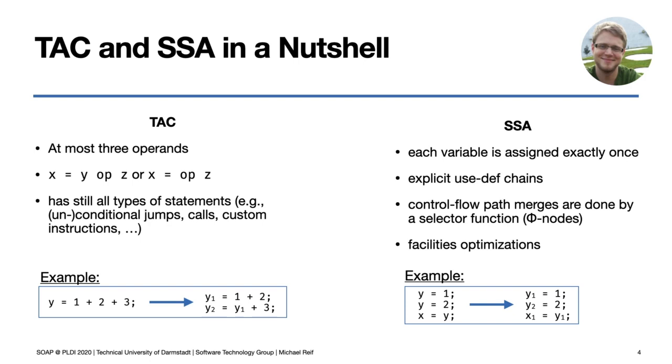Usually, all different statement types are still available, such as conditional and unconditional jumps, method calls and returns, and it can also have some custom instructions. To demonstrate its effect, let's consider the example in the bottom left corner. It shows a rather complex expression with 4 operands. When we transform this expression to TAC, it will be simplified into 2 different statements with 3 operands.